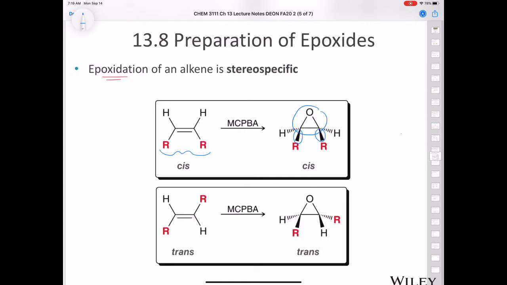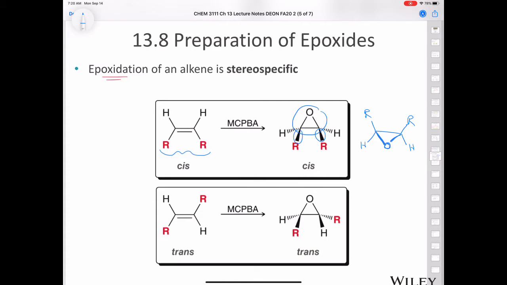If you were to draw a Haworth projection of this, and I'll try my best here to draw a Haworth projection with the epoxide coming out like this, you'd have the two R groups going up like this, and then the two hydrogens going down like that in your Haworth projection.